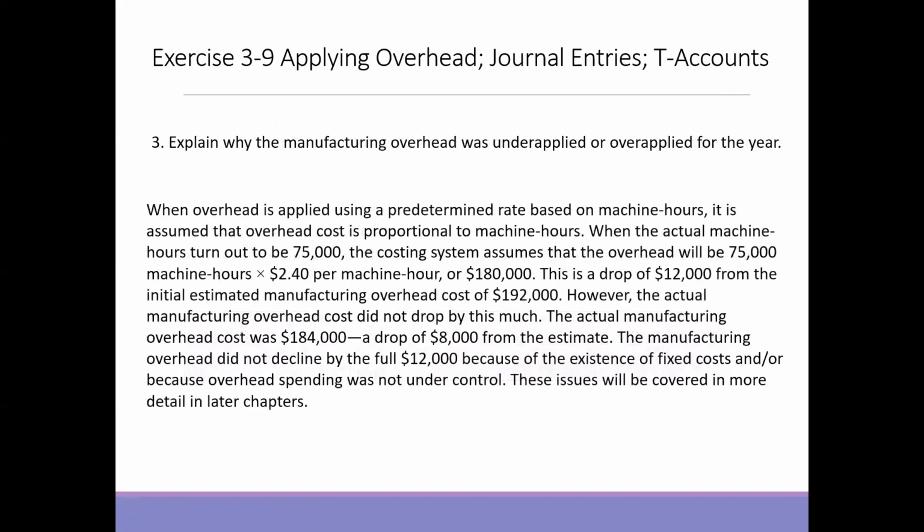Explain why the manufacturing overhead was underapplied or overapplied. Well, realistically, the best answer in this one is our actual hours were only 75,000 hours, where they were estimating it at 80,000. So it makes sense why we were off.